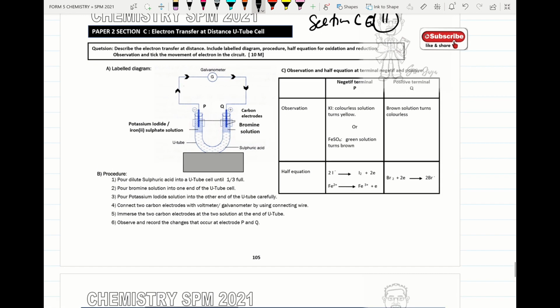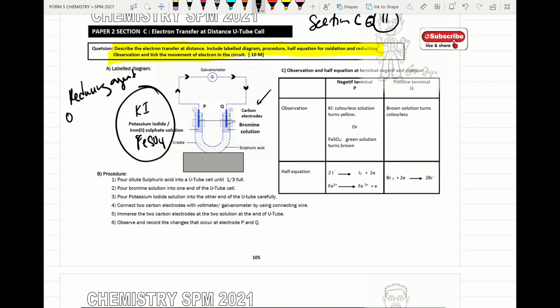Look at the question. Describe electron transfer at a distance, include a labelled diagram, procedure, half equation for oxidation, half equation for reduction, and the movement of electrons in the circuit. So I try to draw like this. This is the drawing that students can use. I use potassium iodide solution, or sometimes we can use iron(II) sulfate solution. Please remember, all these solutions act as reducing agents.